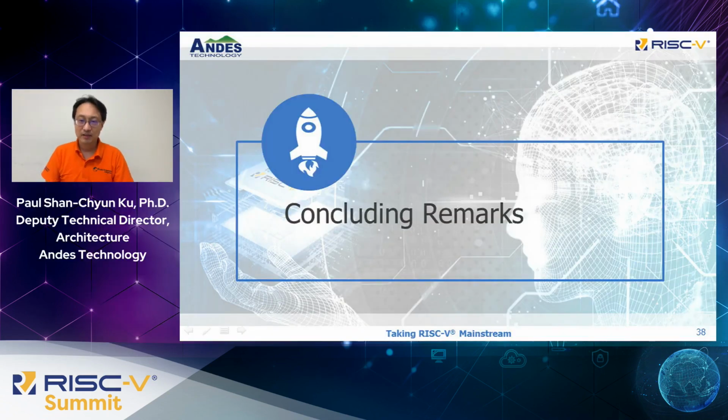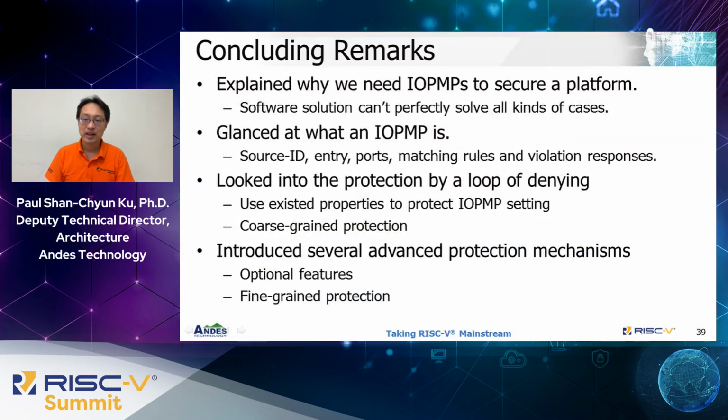We are close to the end. Before wrapping up, let's summarize this session. We explained why we need IOPMP to secure a platform. We found that the pure software solution cannot perfectly handle all kinds of situations. We also glanced at the major models in the current IOPMP proposal. Then we dove into how to protect IOPMP. We saw the loop of denying, which provides coarse-grained protection and doesn't require any new features. Finally, we looked at several fine-grained protection mechanisms.